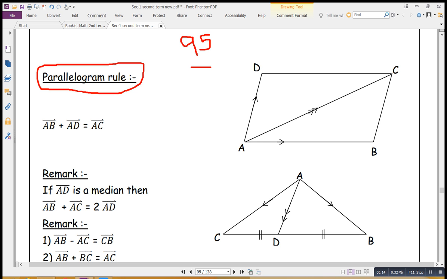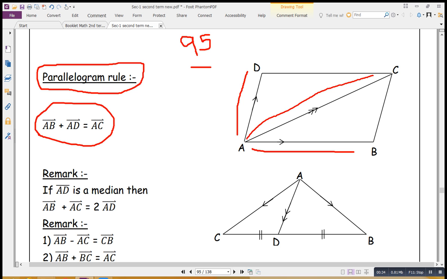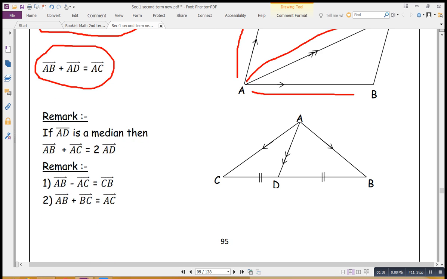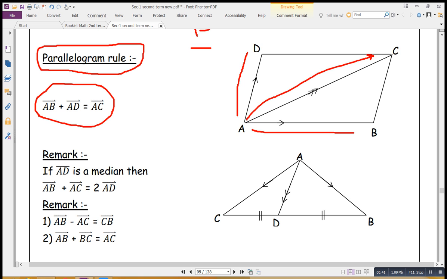The parallelogram rule. What is the parallelogram rule? If we have ABCD, a parallelogram, then the vector AB plus AD is what? It is the vector of the diagonal AC. So if we have AB as a vector plus AD as another vector, the answer is AC. This is the first rule, the rule about the parallelogram.